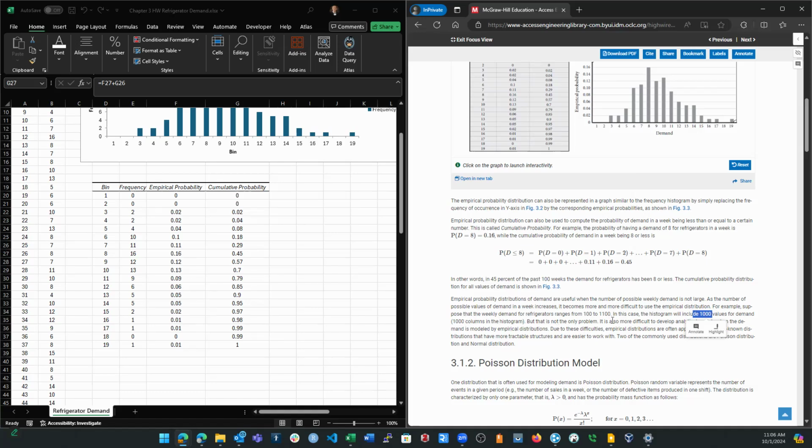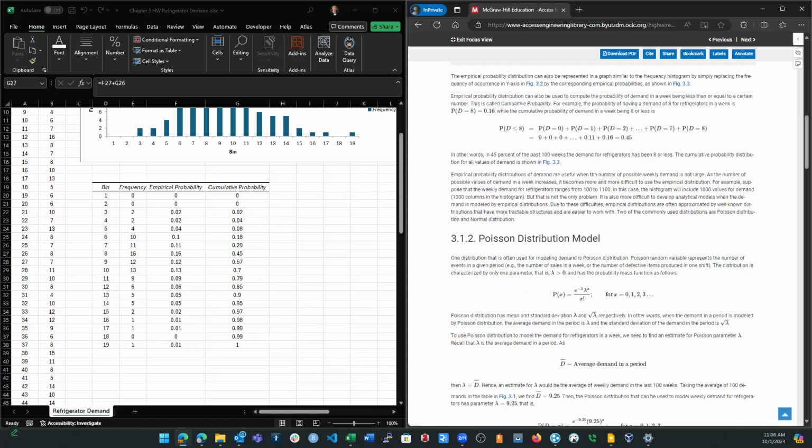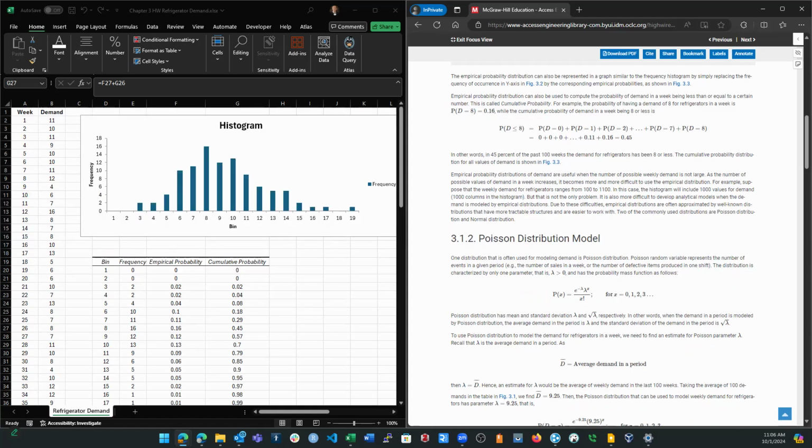But that's not the only problem. It's also more difficult to develop analytical models when demand is modeled by empirical distributions. Due to these difficulties, empirical distributions are often approximated by well-known distributions that have more tractable structures and are easier to work with. So when these numbers get too large, there's other models. Two of the most common are the Poisson distribution and the normal distribution. So let's go to the Poisson distribution. What does that look like?